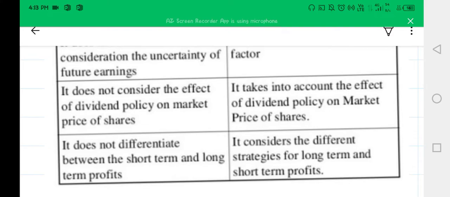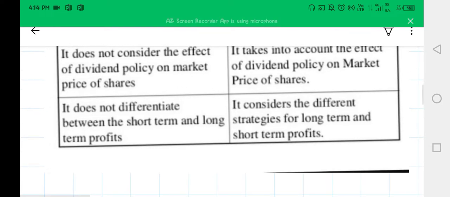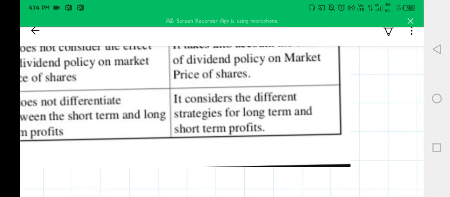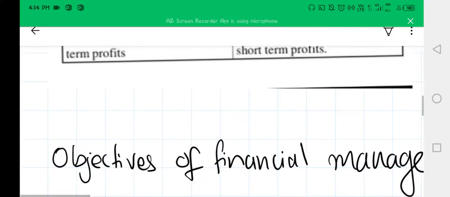Fourth, profit maximization does not consider the effect of dividend policy on market price of shares, whereas wealth maximization takes into account the effect of dividend policy on market price of shares. It does not differentiate between short-term and long-term profits, whereas wealth maximization considers different strategies for long-term and short-term profits.